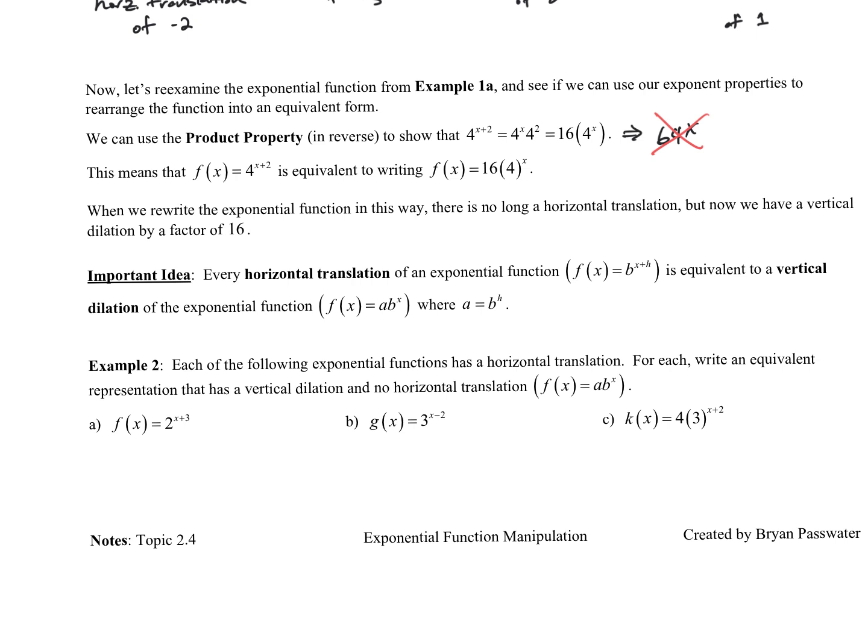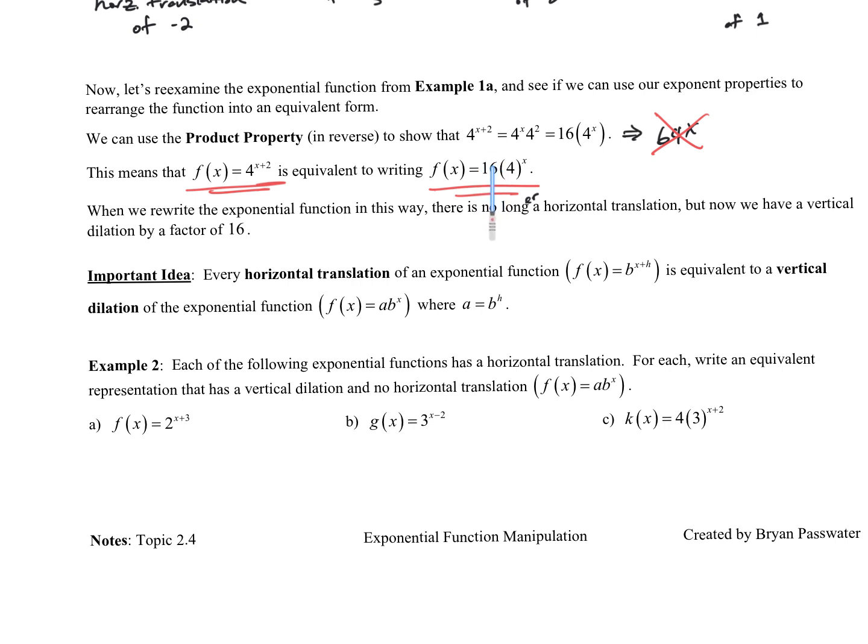Now we have this as our equivalent form. So this is the same thing as that. However, do they look the same? No. And so let's keep going. You're doing great. When we rewrite the exponential function in this way, there is no longer a horizontal translation. But now we have a vertical dilation by a factor of 16. Beautiful. Now if you look at this, does it have a horizontal translation? No. So this A out front is actually a vertical dilation.